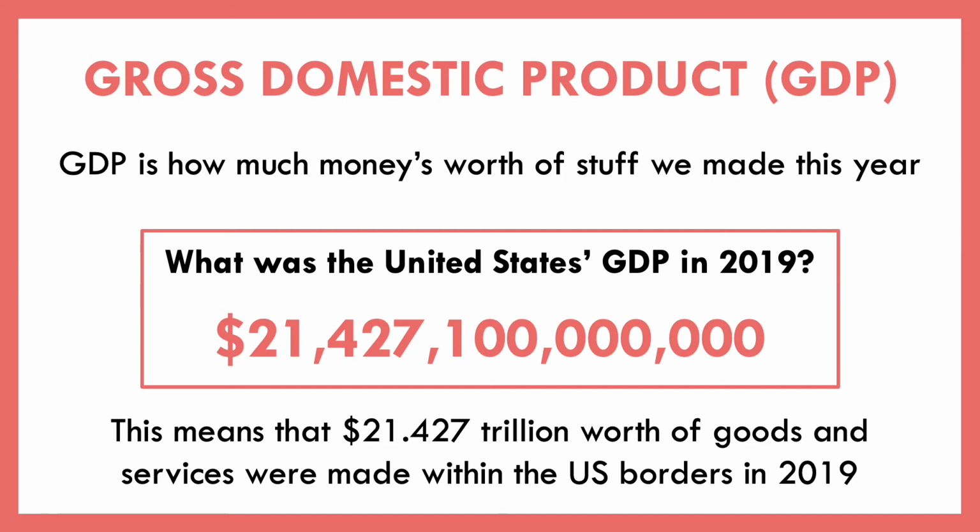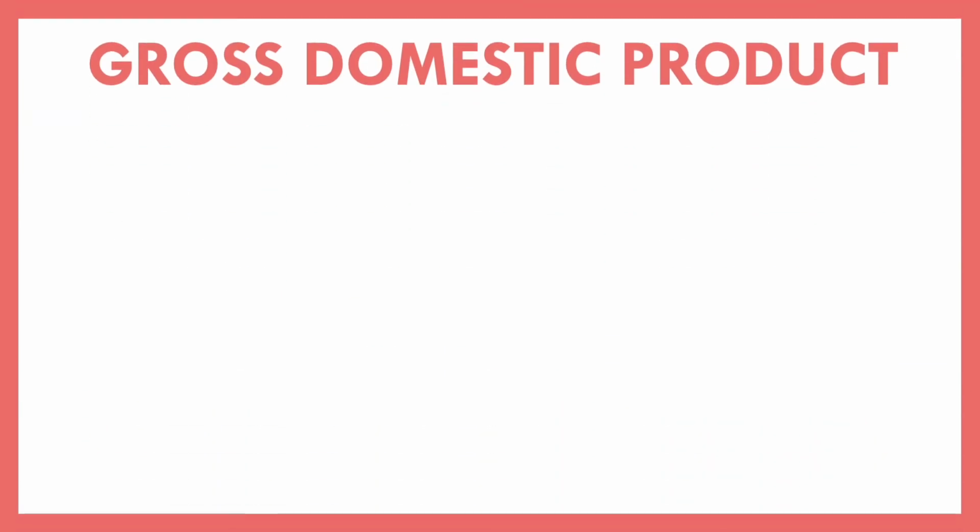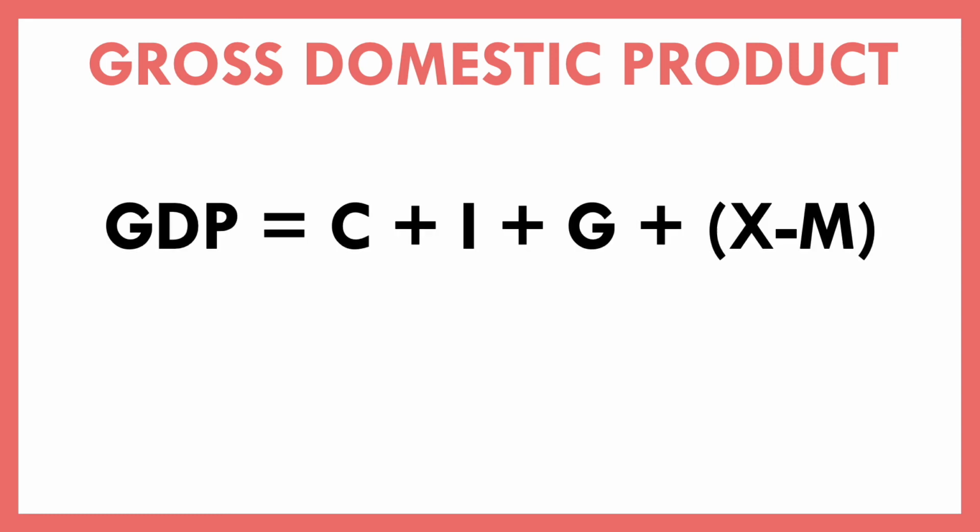Now, in order to find our GDP, we have this formula for gross domestic product. Now, we're going to go through this formula in more detail in a little bit, but gross domestic product is equal to C plus I plus G plus X minus M. A few things about this. Again, we know what GDP is, but we're just taking all the different parts of GDP and adding them up. So the C stands for consumer spending. The I stands for investment spending. The G stands for government spending. And the X minus M is our exports minus our imports.